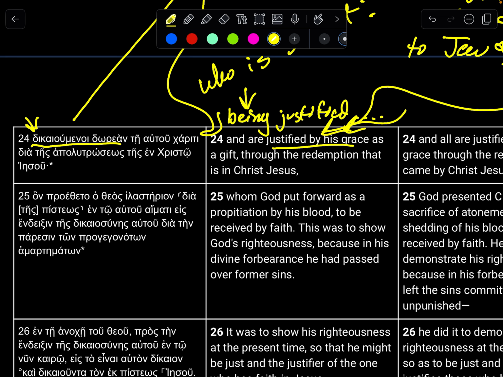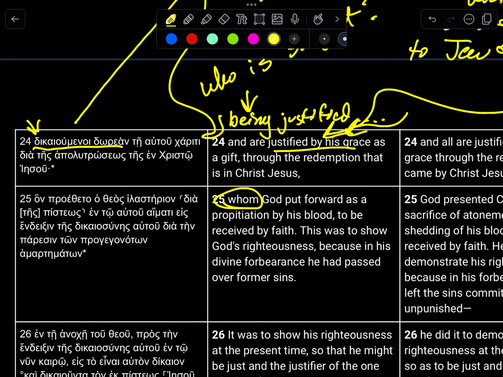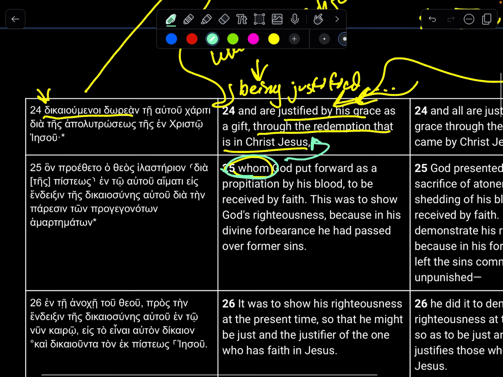But here we have something very important. This right here is also wonderful doctrine, and it's coming in to support Paul's argument. And so this grace comes through the redemption that is in Jesus Christ. And then Paul here uses a relative clause, which makes it subordinate to this idea here: whom God put forward as a propitiation by his blood to be received by faith.